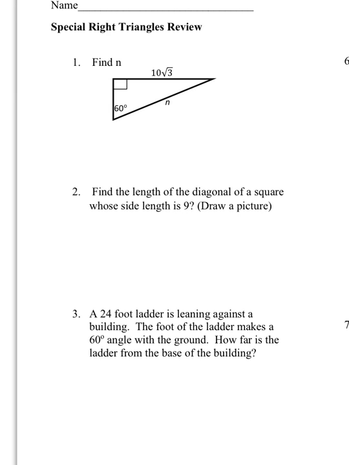All right, let's get started going over this review. Number one, simply find n. Hopefully you noticed this is a 30, 60, 90 triangle, and even though the 30 is not written, you have 60 there, so you have no other choice for that to be 30.